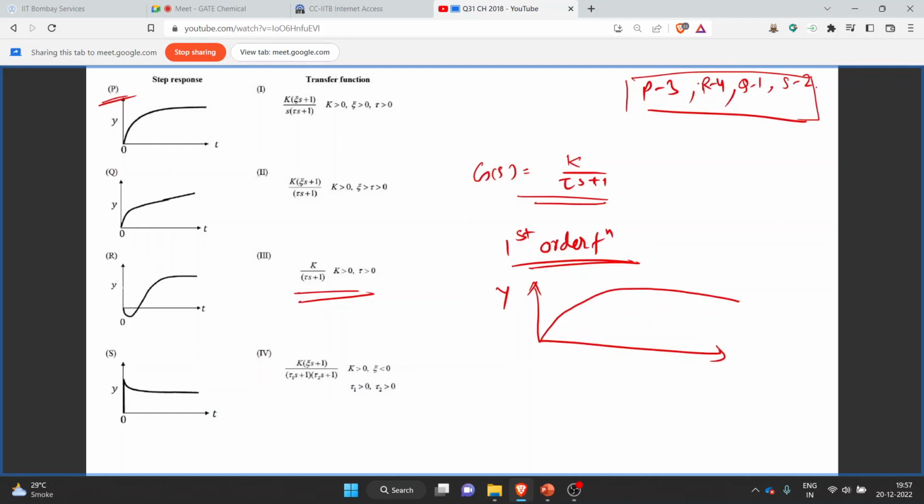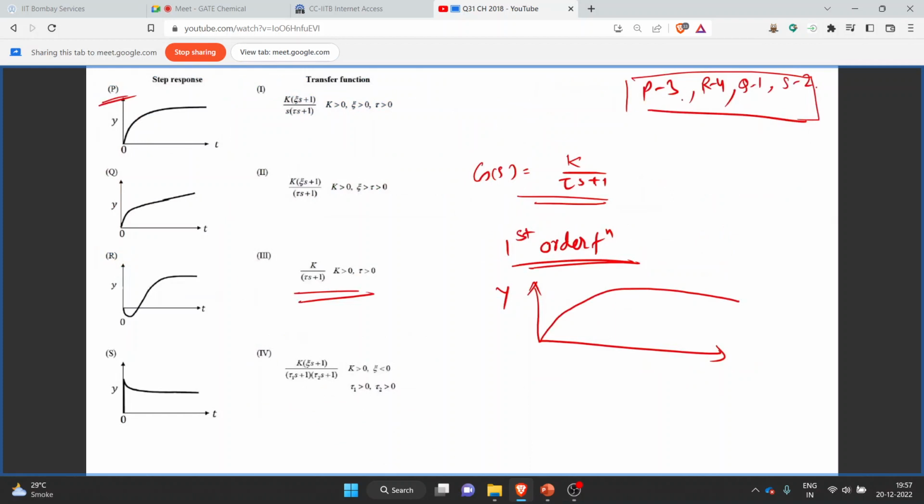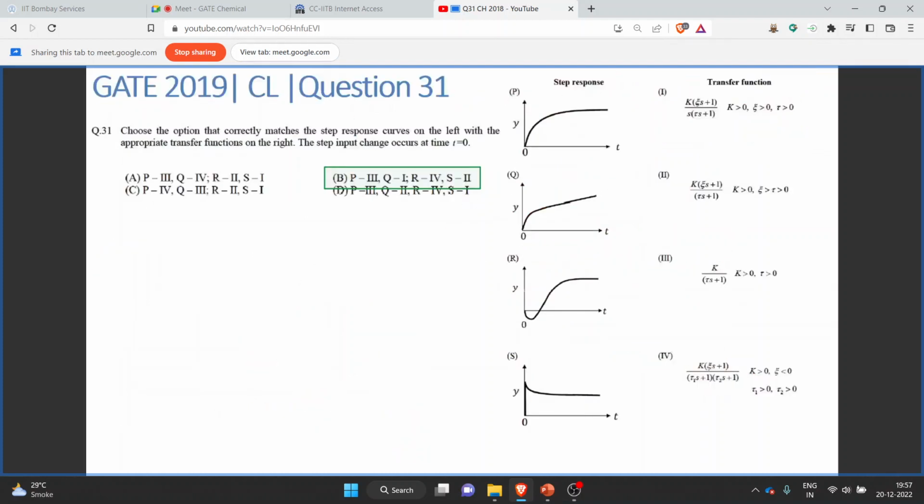Now we'll select the correct option from the given MCQs. So we are having this sequence of P, Q, R, S, so that is 3, 1, 4, 2. Now from the given options, we can see that 3, 1, 4, 2 corresponds to this option B. So option B is the correct answer.